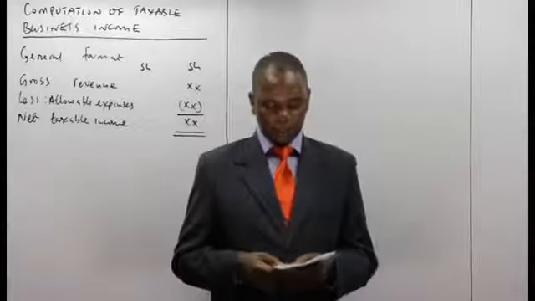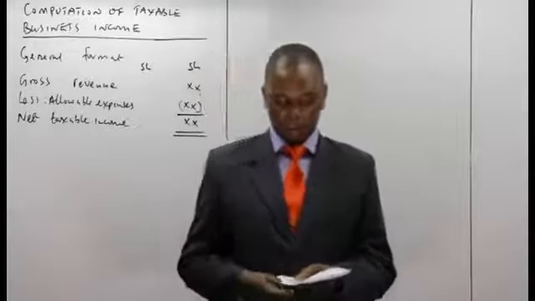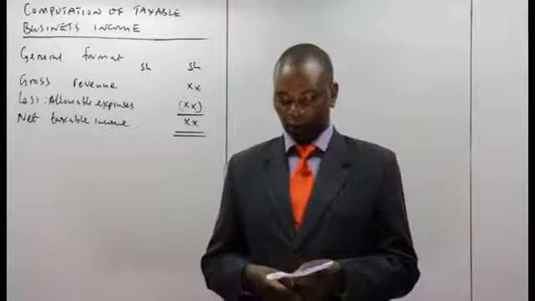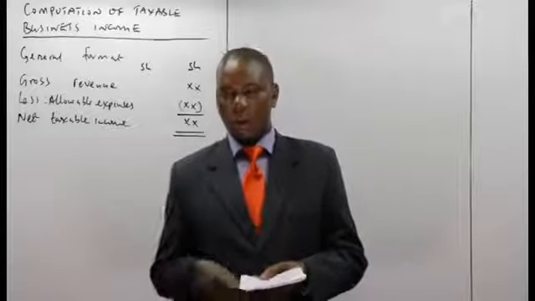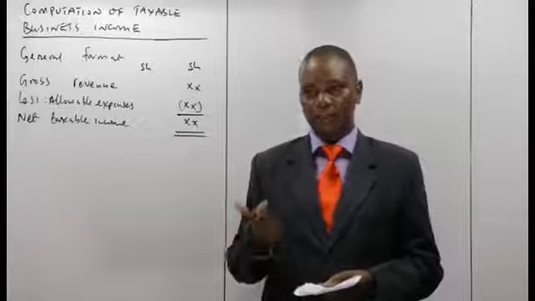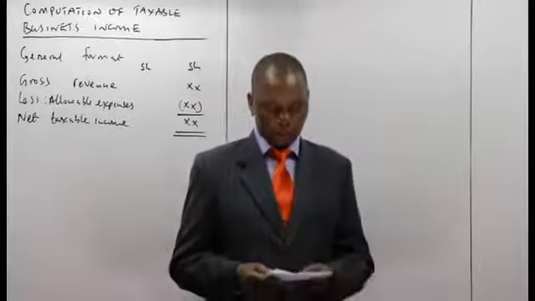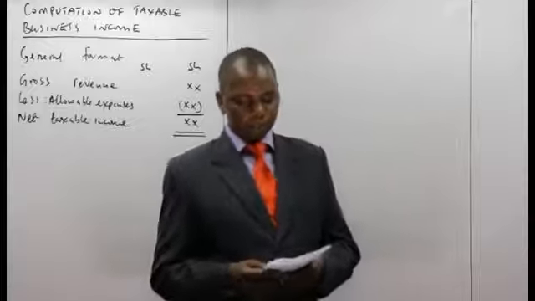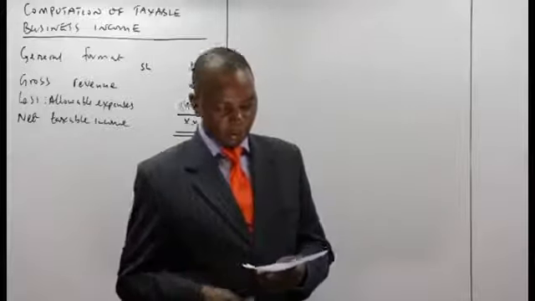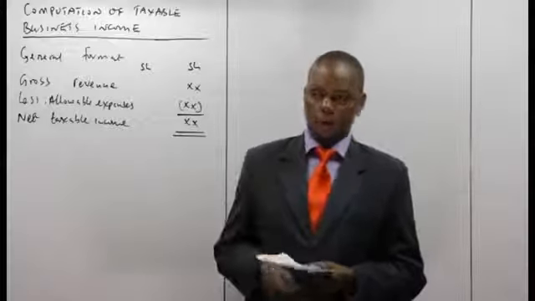Then on our list is expenditure on projects which benefit the community. These are also allowable, provided the project is approved by the commissioner. Then on our list, number 24 is a trading loss. A trading loss is also allowable.